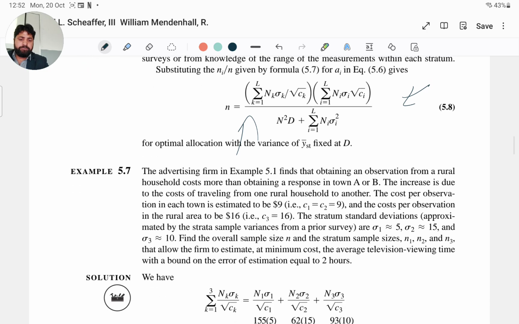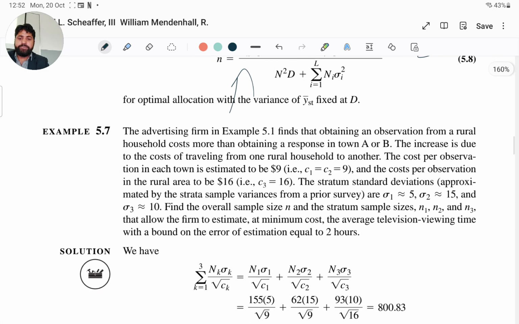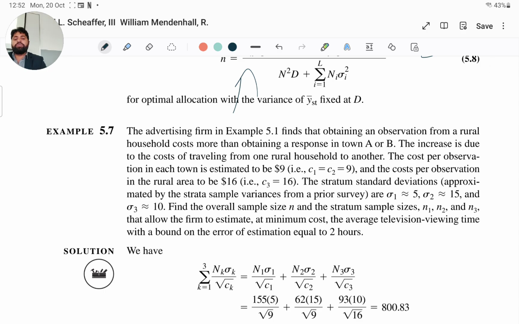So the important example is where both of the formulas will be used. An advertising firm in example 5.5 finds that obtaining an observation from a rural household costs more than obtaining a response in town A or B. So from a rural area, if you want to get information, it is costlier than in town A and B. For example, if you want to get information from Muscat and you are living in Muscat, it is easier for you to go there rather than going to some village or another part of the country. So it will be more expensive for you to go there to get the information.